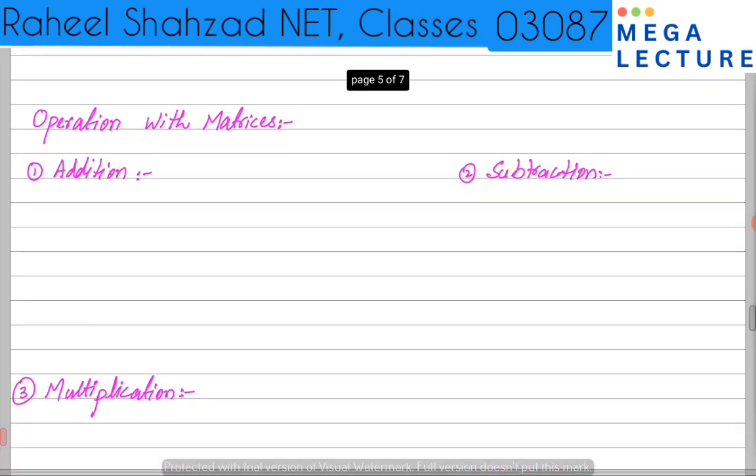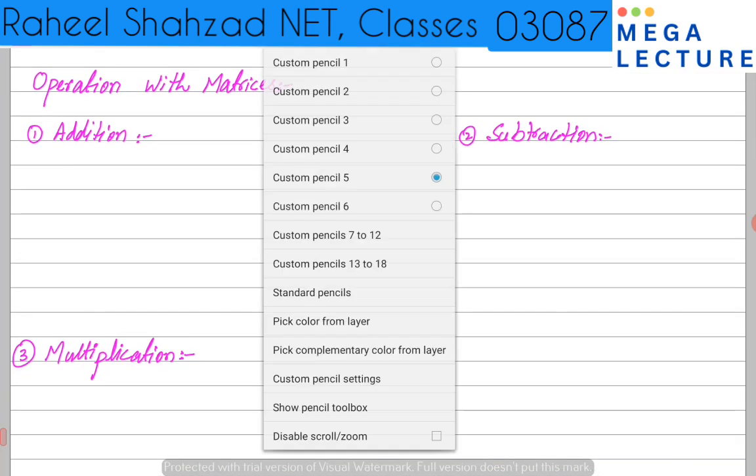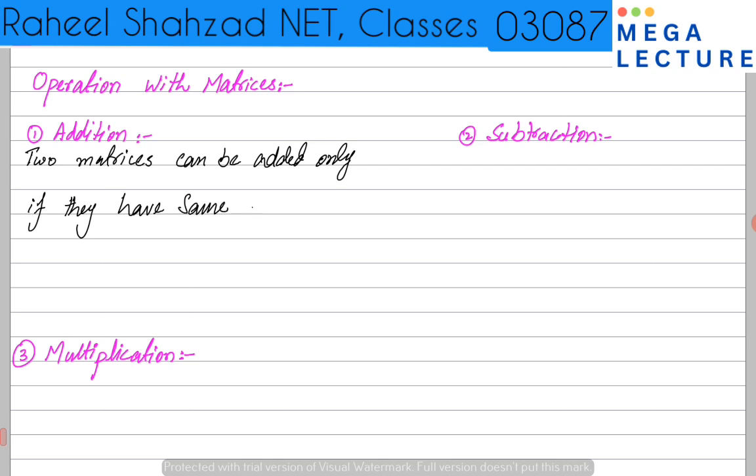Now let's move to operations with matrices. When it comes to operations, first of all there is addition of matrices. Two matrices can be added only if they have the same order.